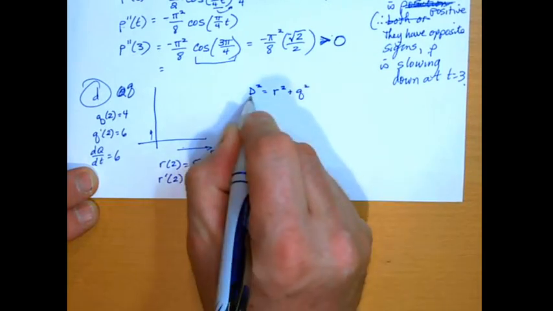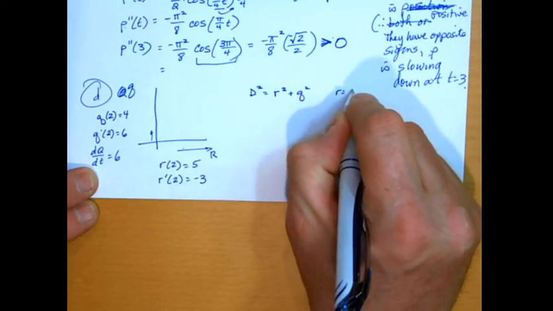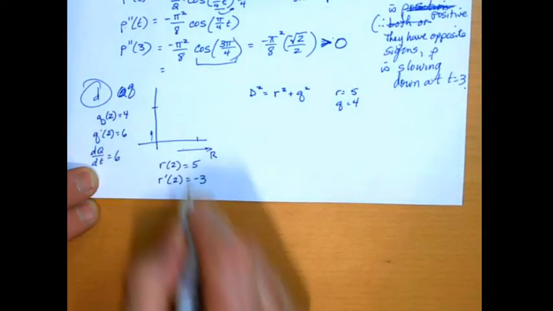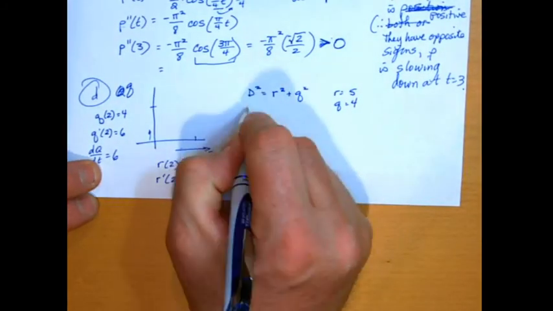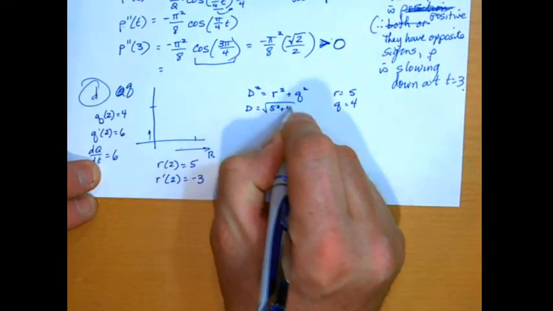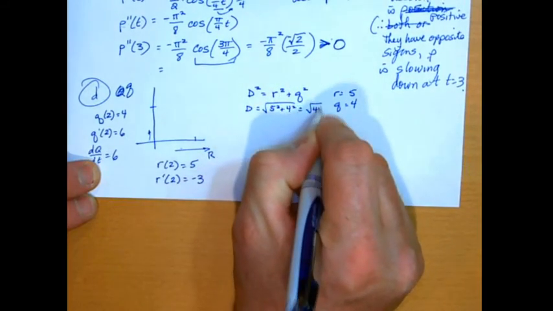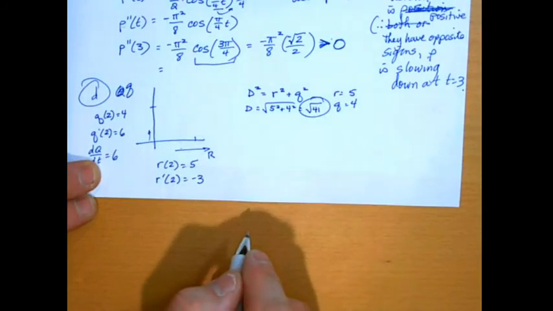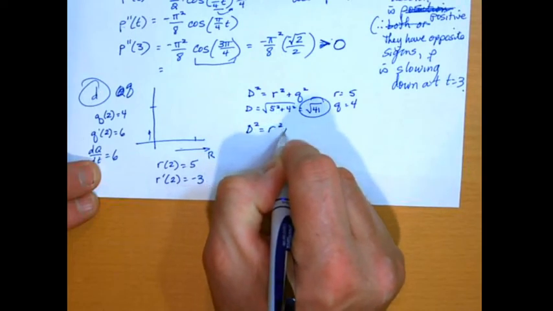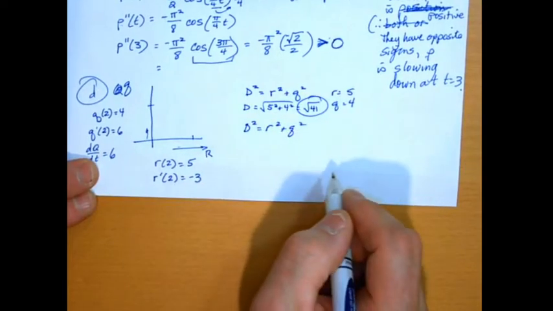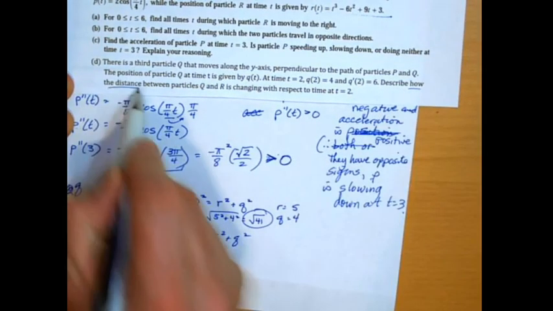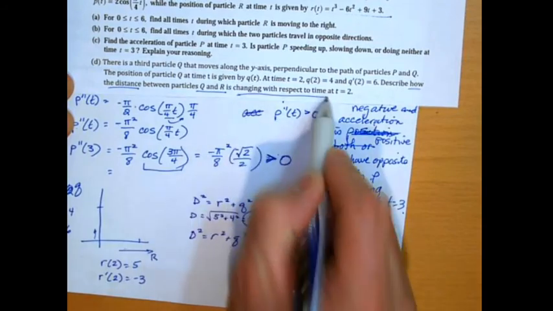So we want to know the distance when R is at 5 and Q is at 4. The y values, okay? So the distance is going to be the square root of 5 squared plus 4 squared, which is the square root of 41. That's going to come into play here in just a second. But what we want to concentrate on is r squared plus q squared. That's our distance, and we want to describe how the distance between q and r is changing with respect to time.